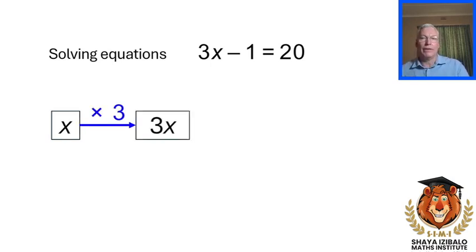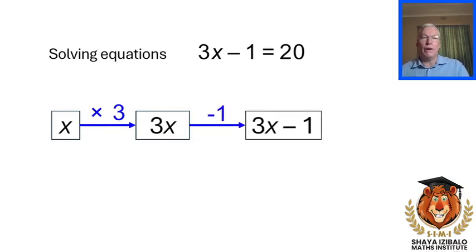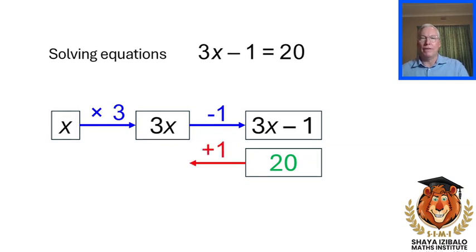That gives us 3x. Then we are subtracting 1, and that gives us 3x minus 1, and we know the answer to that is 20. Now we want to undress x. We want to go backwards, all right? What's the undoing of subtracting 1? It's adding 1. That gives us 21.